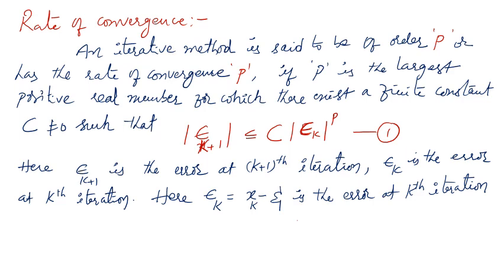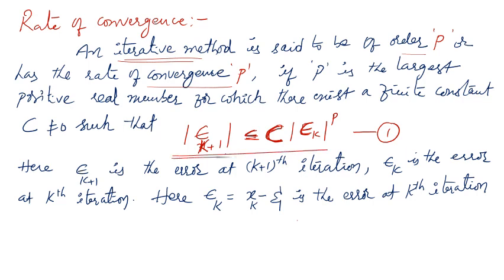Now let me explain what is rate of convergence. An iterative method, may be bisection method, regula falsi, Newton-Raphson, Muller, Chebyshev, whatever the method, those are all iterative methods, is said to have rate of convergence p or order p. What is that thing here? There must be a constant c, real constant c, such that the error at the k plus 1th iteration must be always less than or equal to error at the kth iteration.